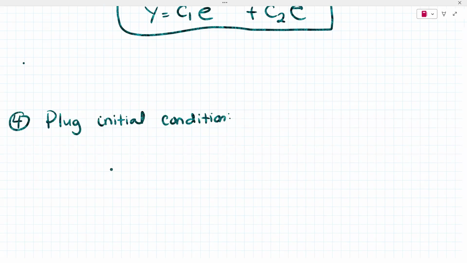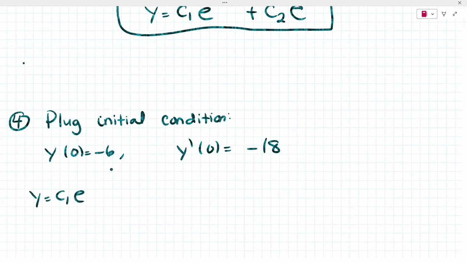So we have two initial conditions, y of 0 equals -6, and y prime of 0 equals -18, right? So what we need is, so our y is C1 e raised to the 4/3 t plus C2 e to the -2t. And we got to find our y prime. So what is y prime?